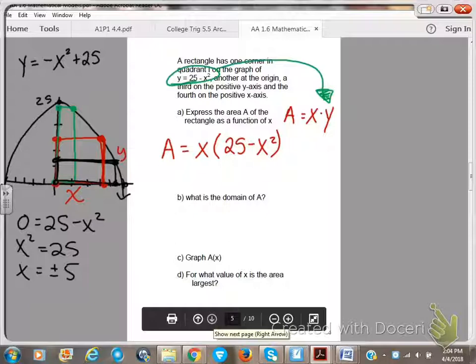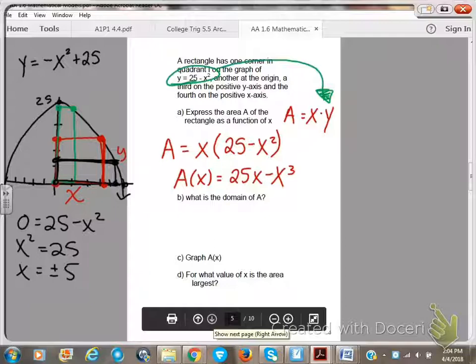Now distributing that x through, that's going to look like A of x equals 25x minus x cubed. This A of x, that's just putting it in function notation. It's just saying that the area is written as a function of x, and then the actual equation for it is this beautiful thing right here, 25x minus x cubed.